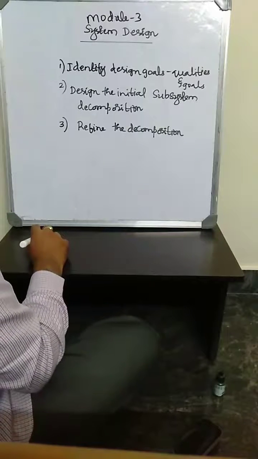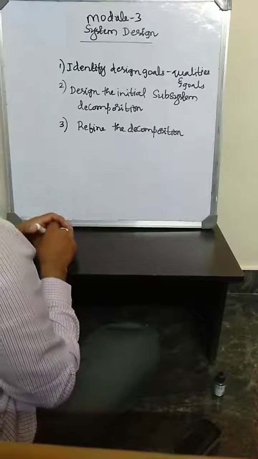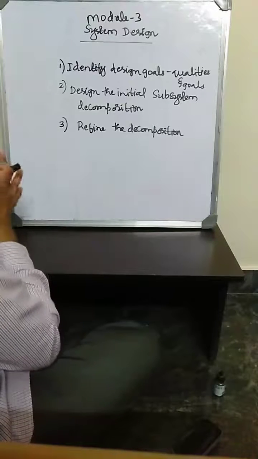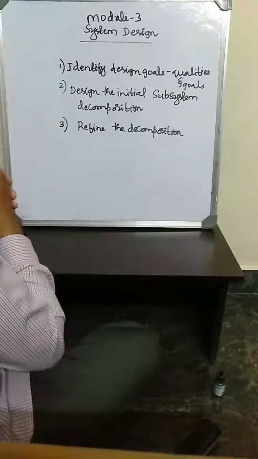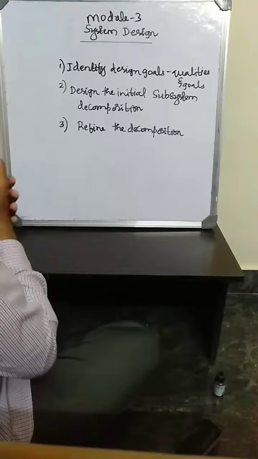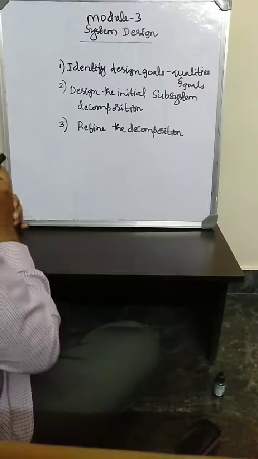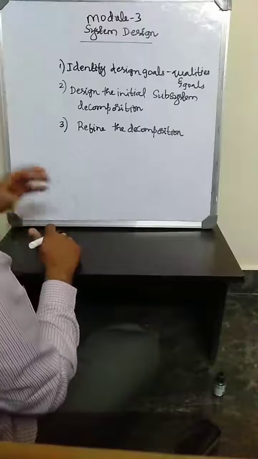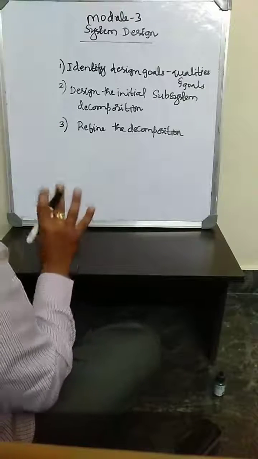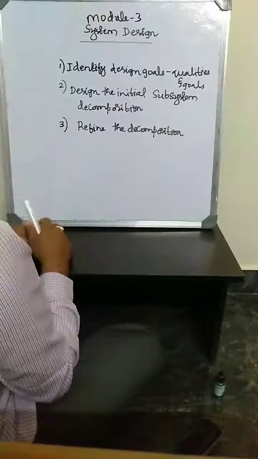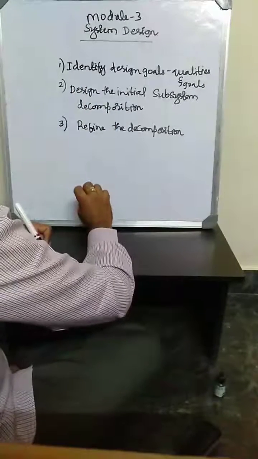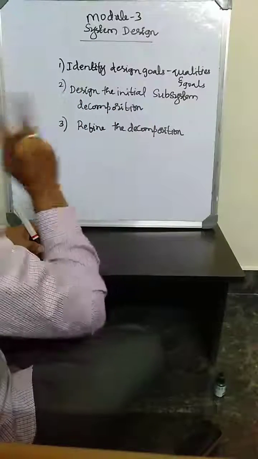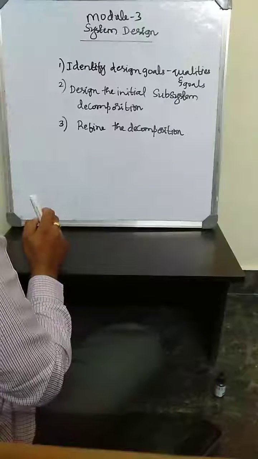And then the second one, we have designed the initial subsystem decomposition. Decomposition means dividing that into different models. Here it may be a use case model, it may be one kind of analysis model, it may be anything. So here what we are doing is decomposing it. Design the initial subsystem decomposition. That is the second step in your system design.